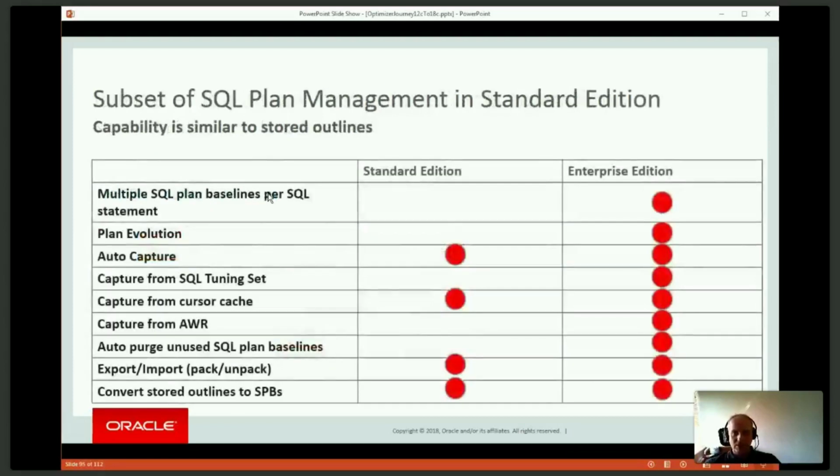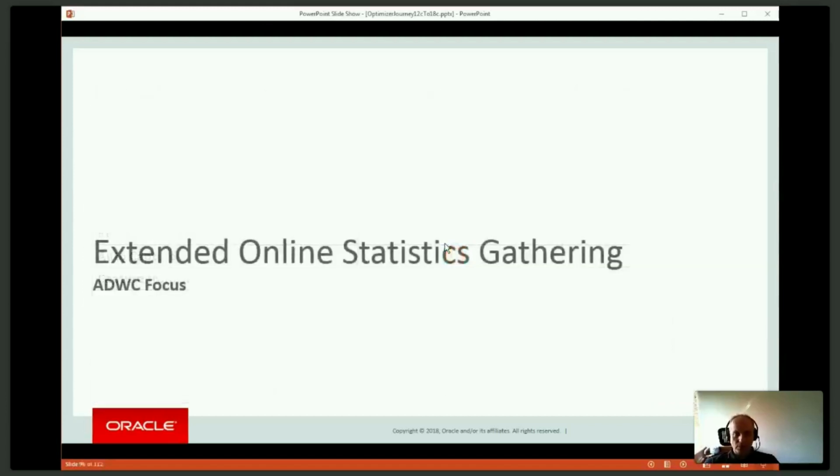This is a summary of the different features that are available. As I say, for example, you can't capture from AWR. Also, plan evolution is not available in standard edition. That's an enterprise-only thing. So essentially, it's a way of controlling SQL execution plans in a way that's similar to stored outlines. That's the idea behind it. That's the motivation, if you like.